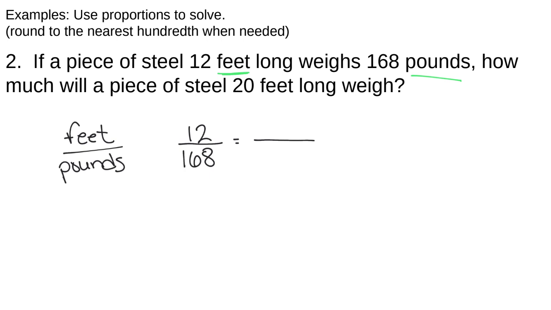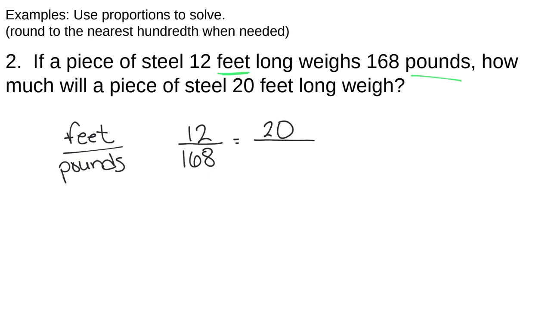Next, we need to look for one more number, and right here is where he's at. The next number we have is 20. We want to know how much a piece that's 20 feet long will weigh. So 20 goes with feet. When we write 20 feet in our proportion, we want it to be on top because we decided in the beginning that we put feet on the top. So I'm going to put 20 here.